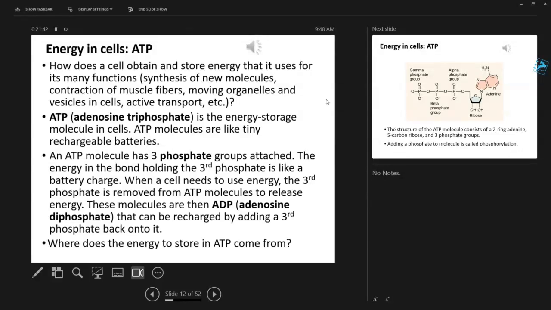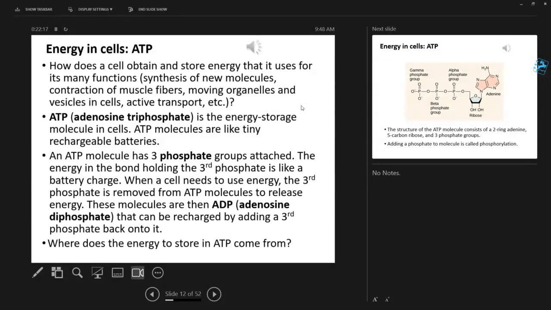Okay, the rest of this chapter is about ATP. I mentioned this in the chemistry chapter. Adenosine triphosphate, these are like tiny rechargeable batteries in cells. Every cell of every kind of organism we know of uses ATP for storing energy temporarily in cells. And the rest of this chapter is how does that happen? How does a cell recharge these little batteries?